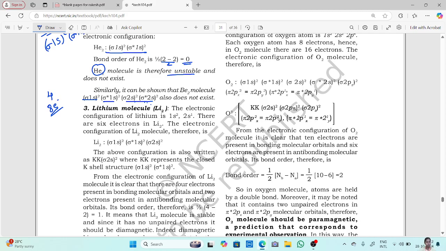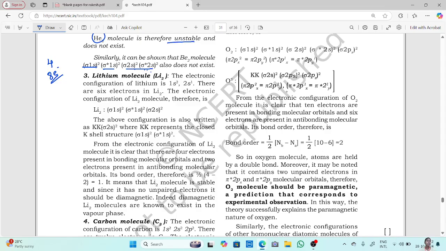Now again lithium. Lithium's atomic number is 3. So how many electrons total? 6 electrons. Now if I distribute these 6 electrons, we will have σ1s², σ*1s² and σ2s², that is 1 anti-bonding and 2 bonding orbitals. The above configuration is also written as KK σ2s².